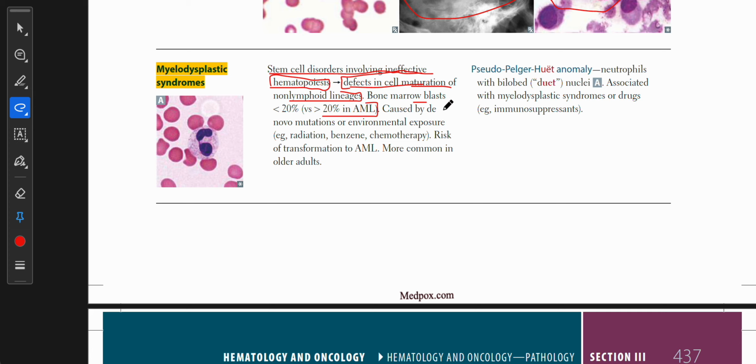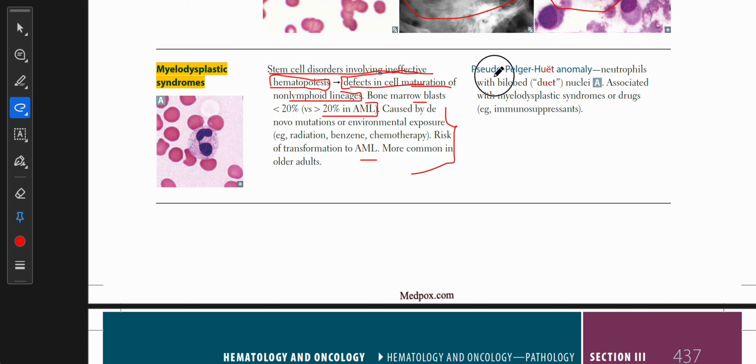It is caused by de novo mutations and environmental exposure, for example radiation, benzene, and chemotherapy, with risk of transformation to AML, which is acute myelogenous leukemia. We'll talk about that in our leukemia portion. Myelodysplastic syndromes are more common in older adults.